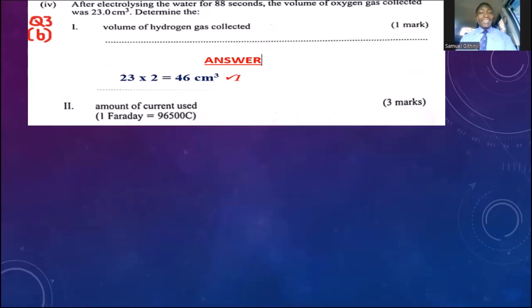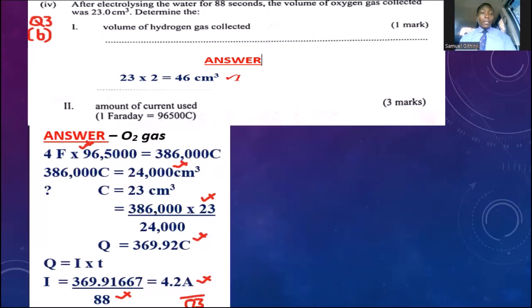Amount of current that was produced. Yes, my students, stop and think. We are now into Faraday's Law. Faraday's Law requires you to have written a very nice, balanced half-cell equation for the gases that are being produced, like for this case. Now, let's go back to the Roman 4. We are talking about volume of oxygen that was used, which is 23. So, how do we go about that?